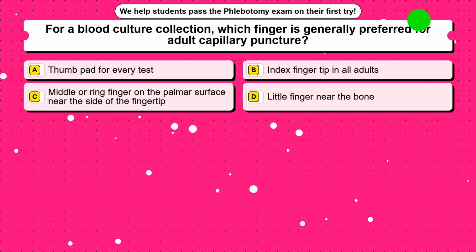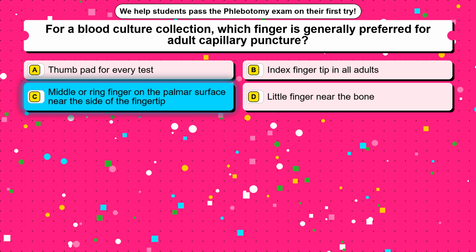Question 79. For a blood culture collection, which finger is generally preferred for adult capillary puncture? Option A, thumb pad for every test. Option B, index fingertip in all adults. Option C, middle or ring finger on the palmar surface near the side of the fingertip. Option D, little finger near the bone. The correct answer is option C.